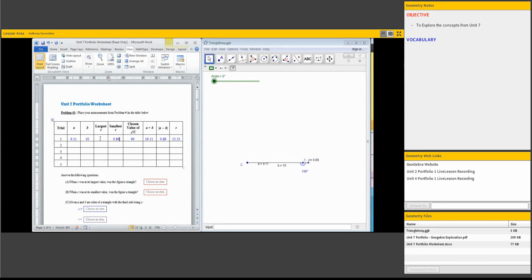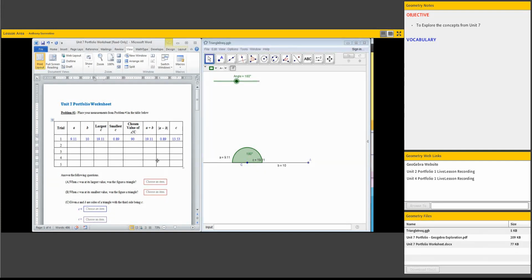And the largest value of C looked like it happened when I had it at 180. I can see here that C is 19.11. You should see that there's some things repeated in this table, because we're going to be asked to come up with the formulas for the largest possible value of C and the smallest possible value of C.